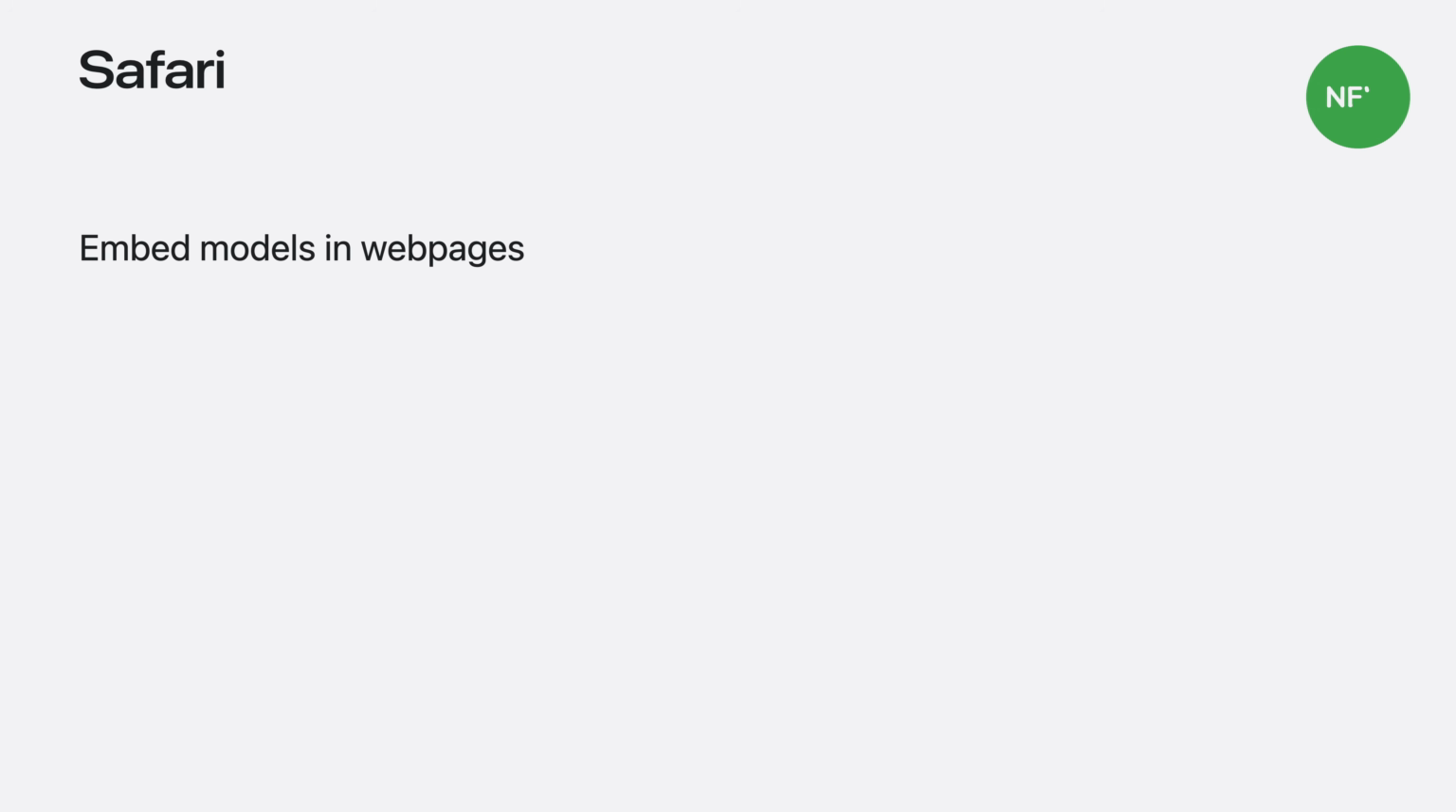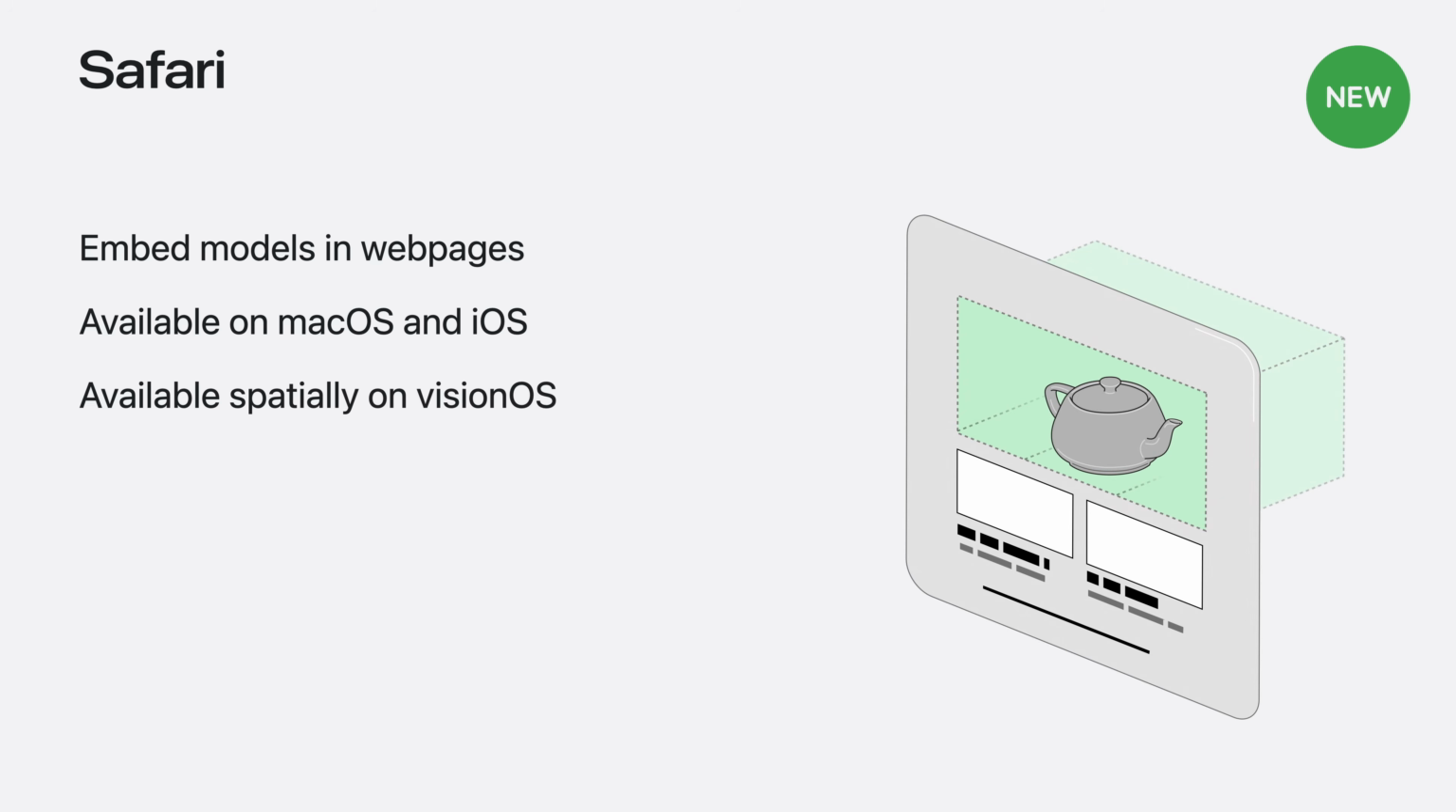USD is now part of the web too. Safari introduces the model tag, bringing 3D content to web pages as naturally as images or video. Embed a USD model in your page, and on macOS and iOS, your users get a fully interactive 3D experience right in the browser. And on visionOS, it goes even further. That same model breaks out of the page and is presented spatially right in the user's space.